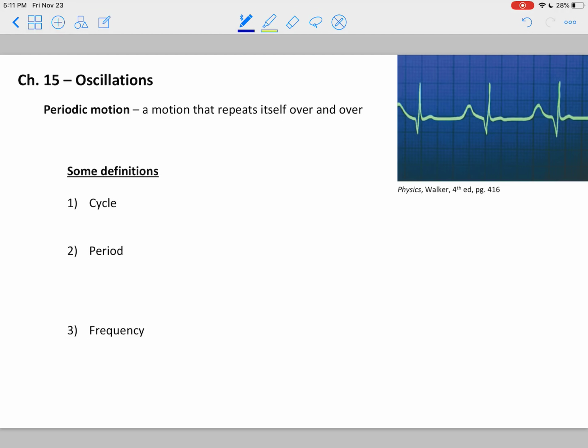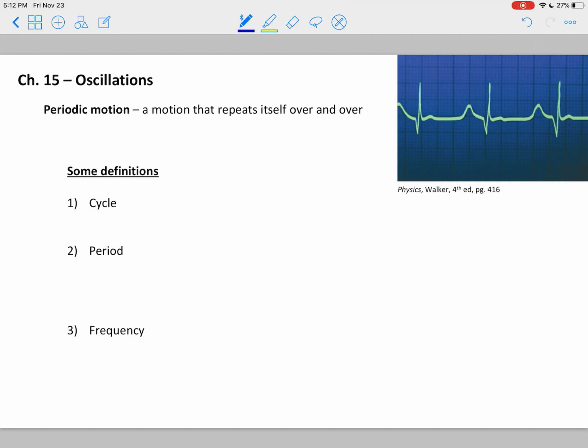Hello everyone, this particular chapter is on oscillations, a bit of a new thing for us to talk about. So first of all, we're going to be discussing in general what's known as periodic motion. You can think of this as just any type of motion that repeats itself over and over and over and over again. It could be something like a heartbeat like we see over to the right there.